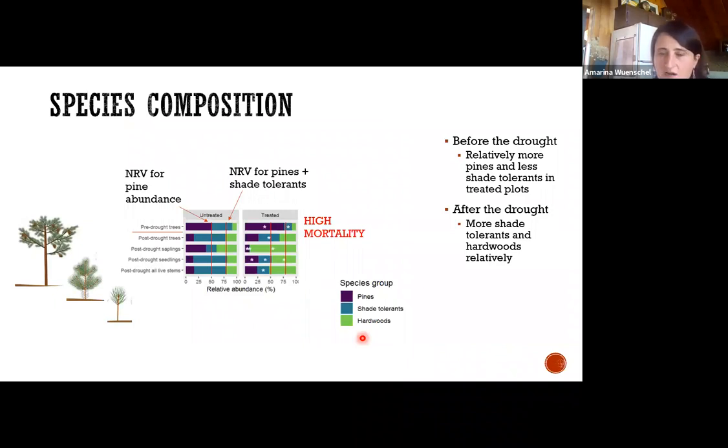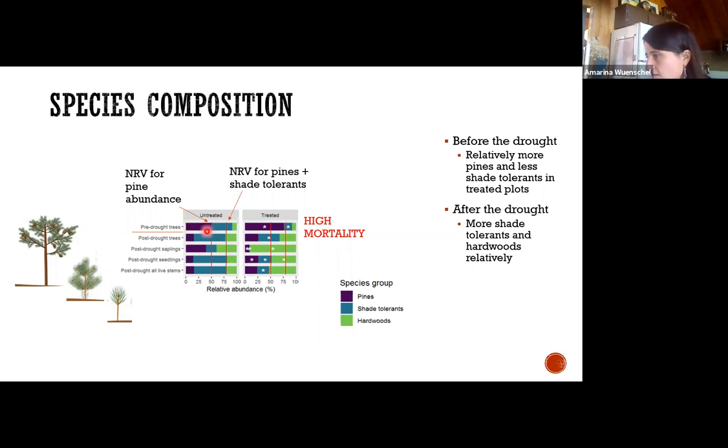And so now I'm going to talk to you about species composition. I'll try and get through this quickly and clearly. It's a little bit more difficult to explain. So we looked at these three major species groups. So the pines, the shade tolerant, so those are the white fir and the cedar, and the hardwoods, which are the oaks. And here's untreated, here's treated. Prior to the drought, oh, and I'm only showing you data for the high mortality classes just because it's a little bit simpler than me trying to explain it for all of them.